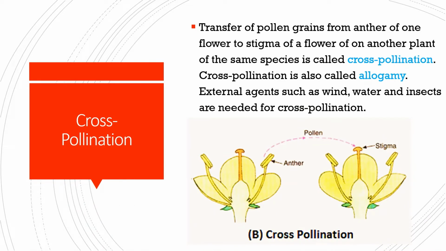Cross-pollination. Transfer of pollen grains from the anther of one flower to stigma of a flower on another plant of the same species is called cross-pollination. Cross-pollination is also called allogamy. External agents such as wind, water, and insects are needed for cross-pollination.